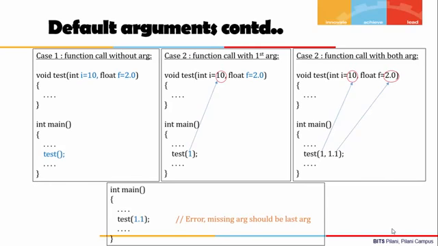Now, another way: suppose we pass the second argument only, like how it is called here. We are calling only test 1.1. It will be an error because the actual arguments are assigned to the corresponding formal arguments from left to right. You can't skip over arguments. So the arguments are assigned from left to right. If you skip one argument, it will be an error.